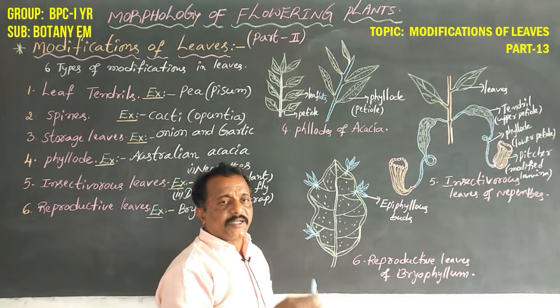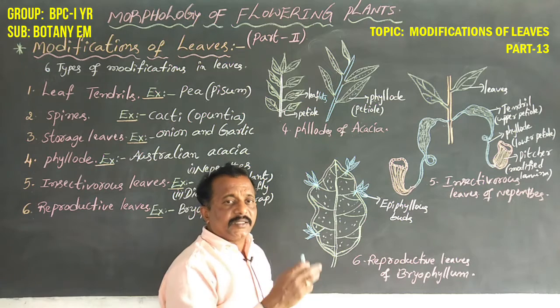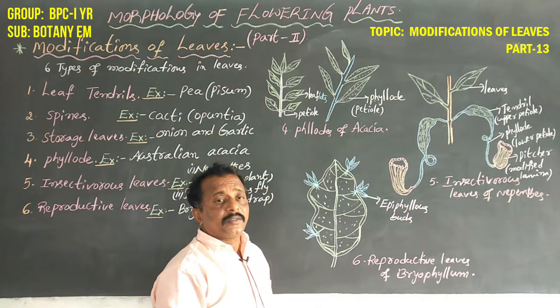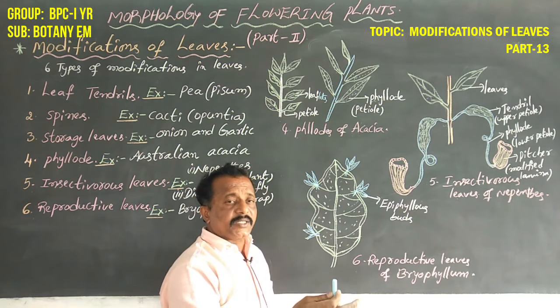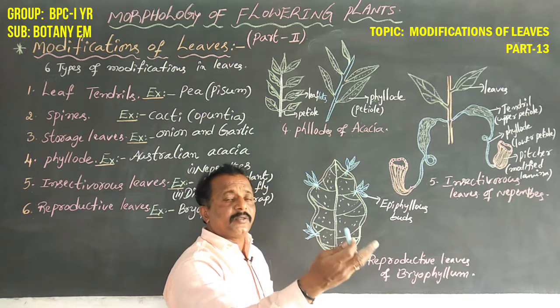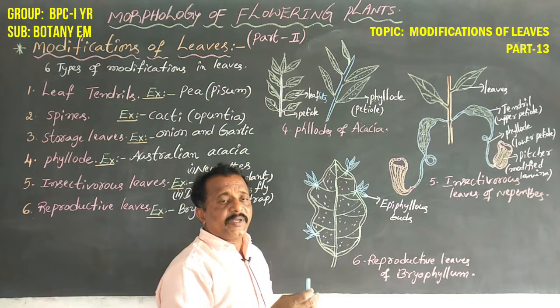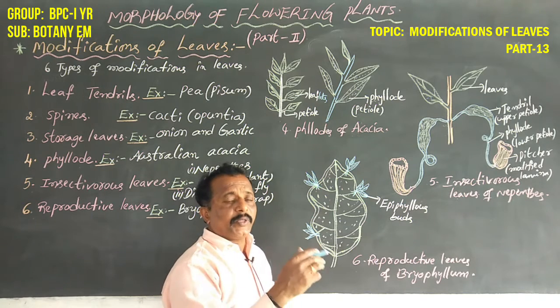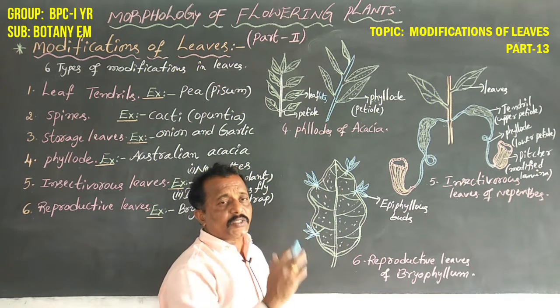These plants generally grow in desert areas, where the soil does not have sufficient nitrogen. So these leaves are modified as insectivorous leaves, to attract insects, then kill and eat them.